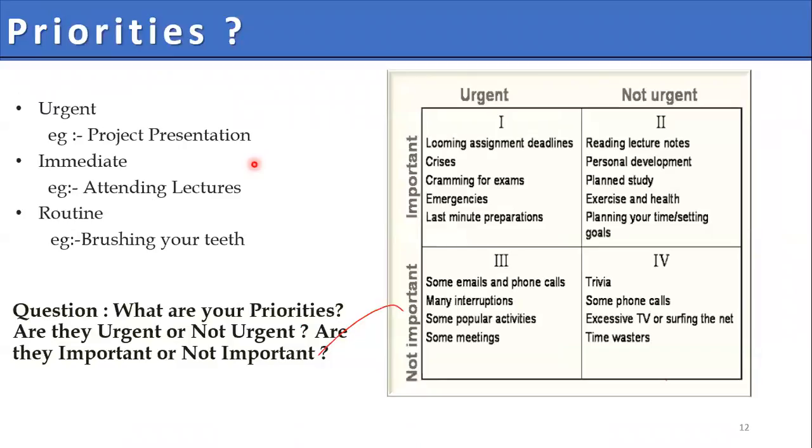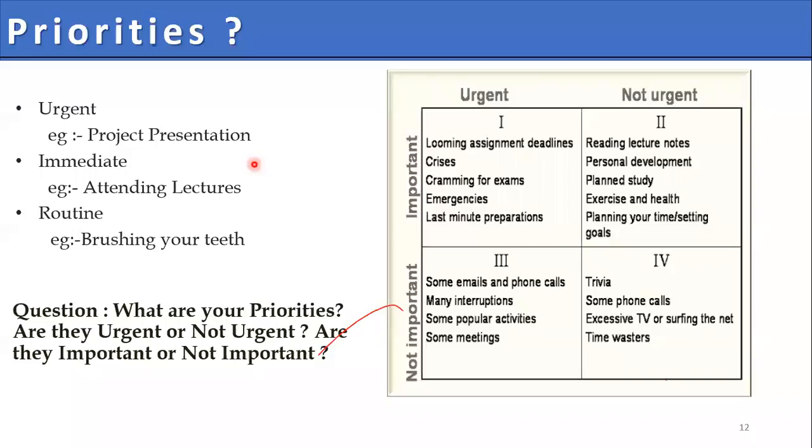As you all know, we have four types of activities, or work. Maybe urgent, do you have urgent work? Maybe you have important work. There are activities that are not urgent but important. Maybe there are activities that are urgent but not important. Likewise, okay?